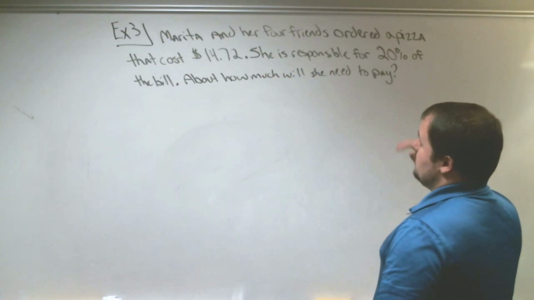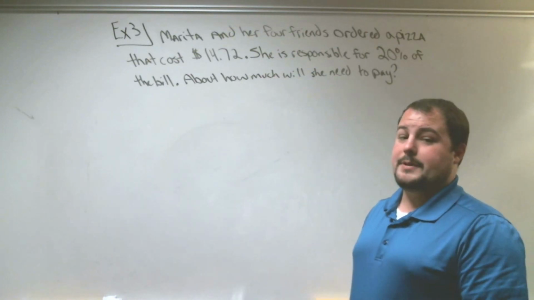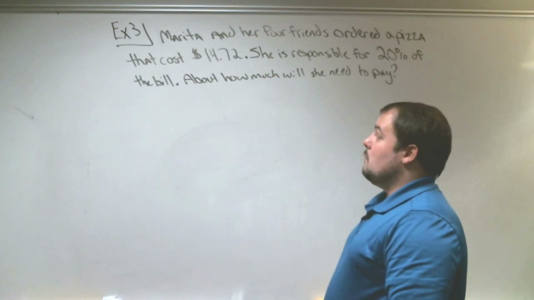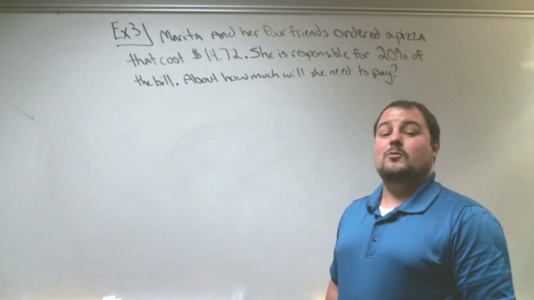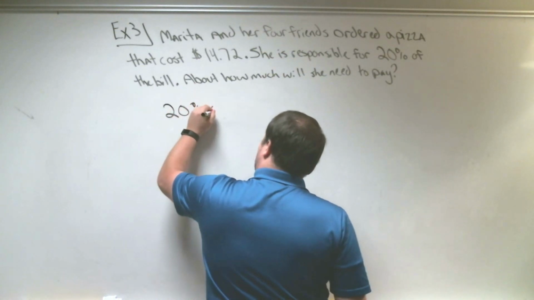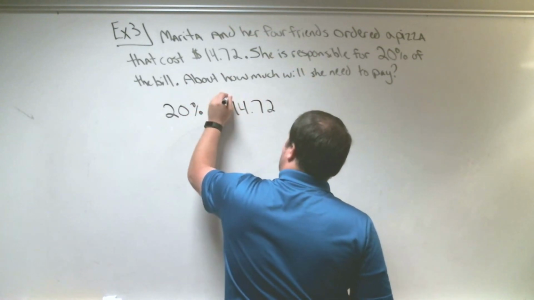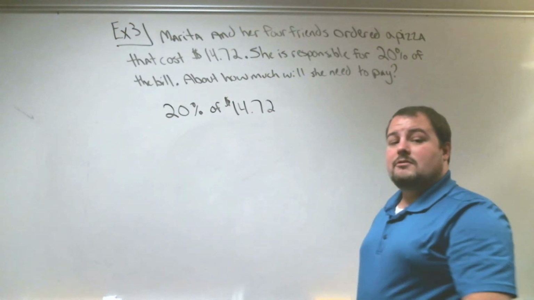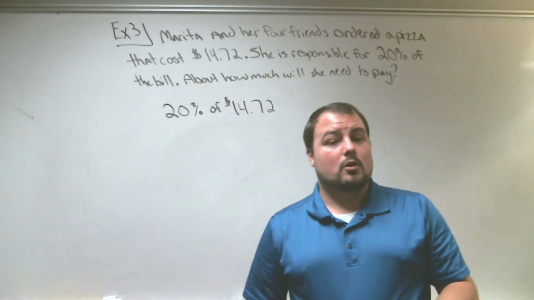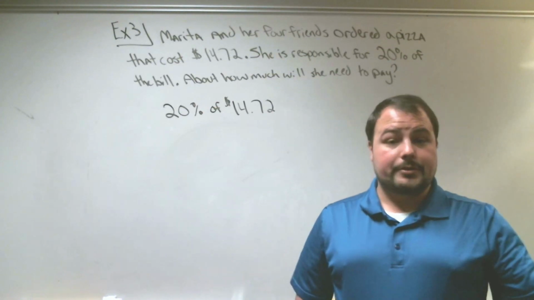How much will she need to pay? So our job is to figure out about how much money Marita is going to pay in this problem. Well, we know that she's going to pay 20% of 1472. Now, 1472 is a decimal and it's a little harder to work with, so we could round one of these numbers or round both of these numbers.